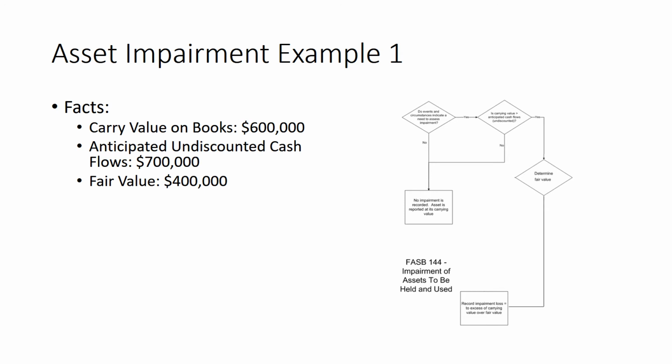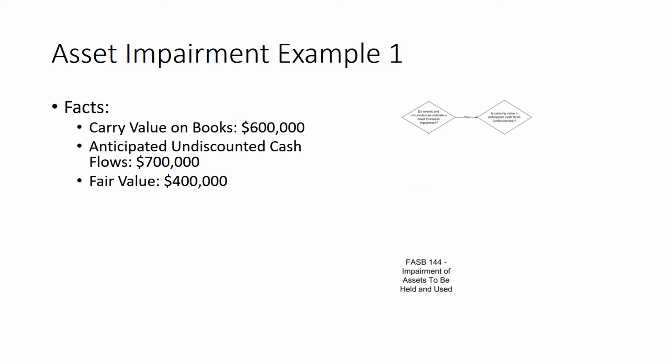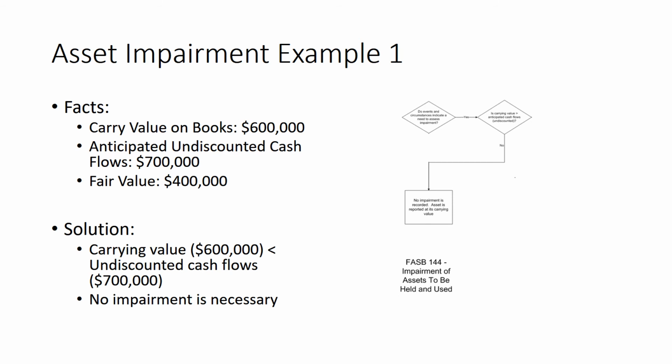So what do we do? First, we go to our decision point. Do events and circumstances indicate a need to assess impairment? Let's assume the answer is yes. Then we ask, is the carrying value greater than the anticipated cash flow that's undiscounted? In this example, we see that the carrying value is $600,000, but the undiscounted cash flow is $700,000. So the carrying value is less than the anticipated cash flows. So therefore, there is no impairment.